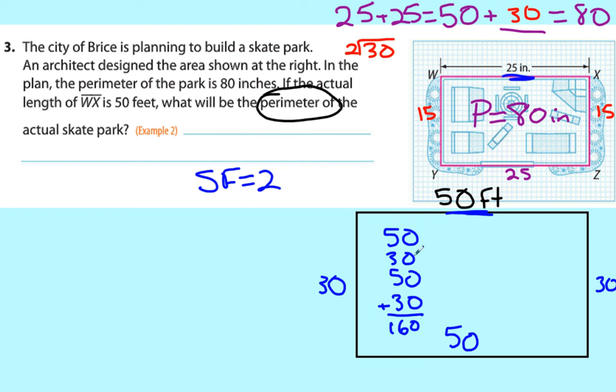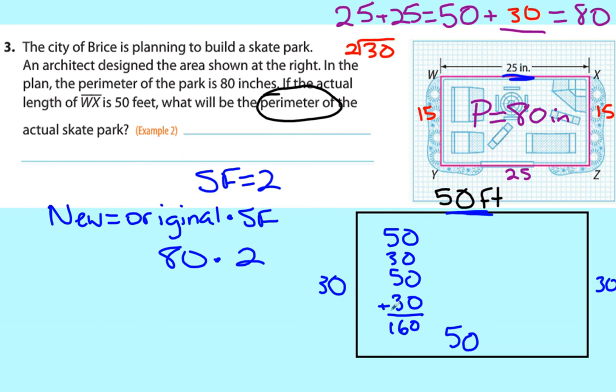that would give us 160. Or if we didn't want to add all these up, we have this perimeter and we have a scale factor, so we could use our formula and say that the new perimeter should equal the original perimeter times the scale factor. Or what's 80 times 2? And we get the same thing.